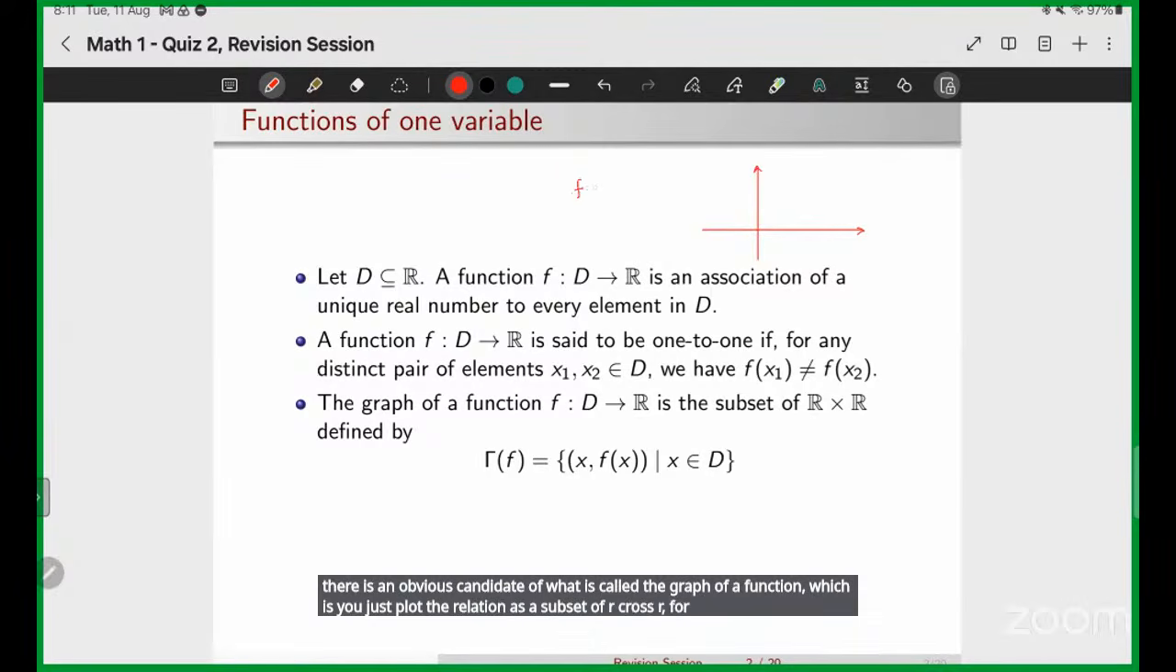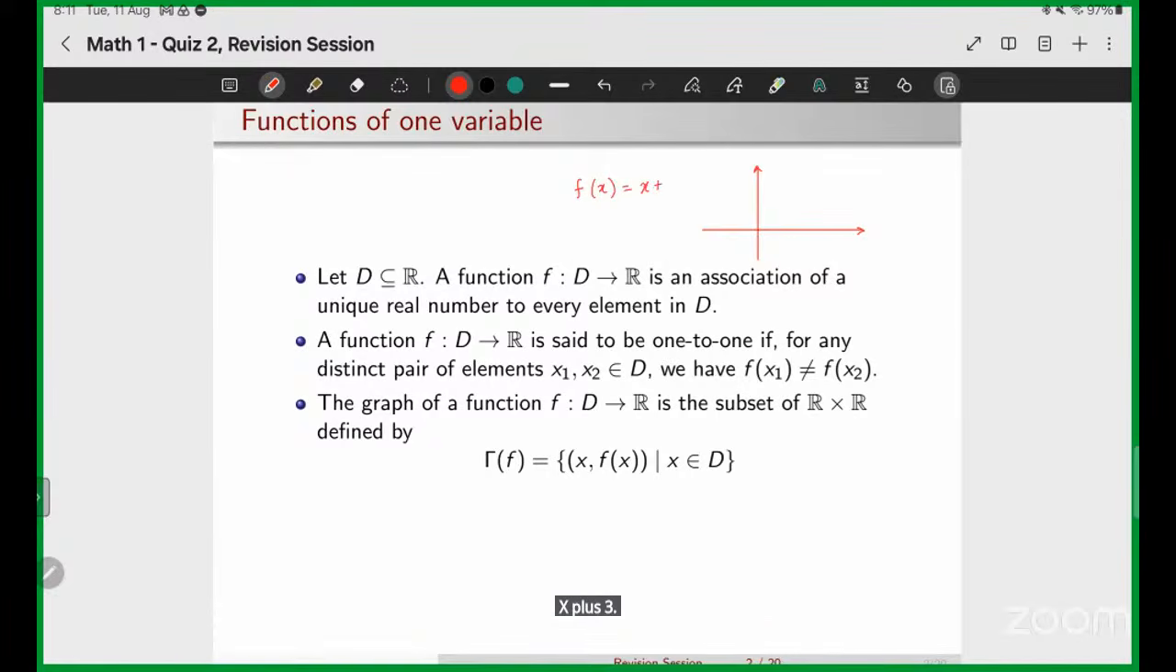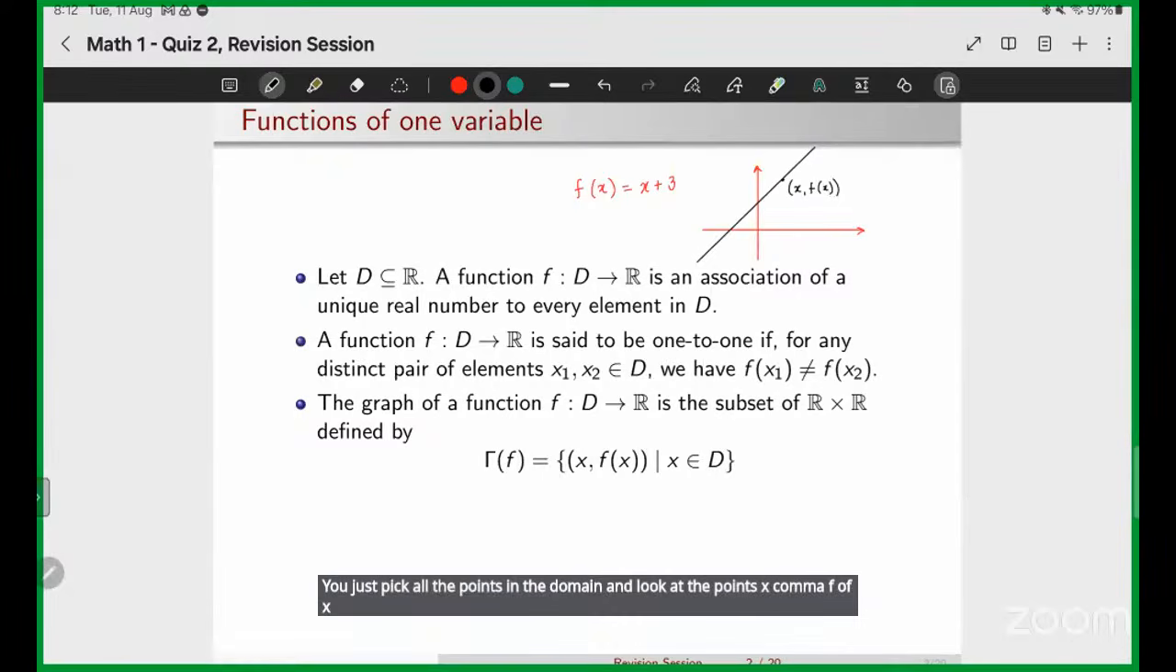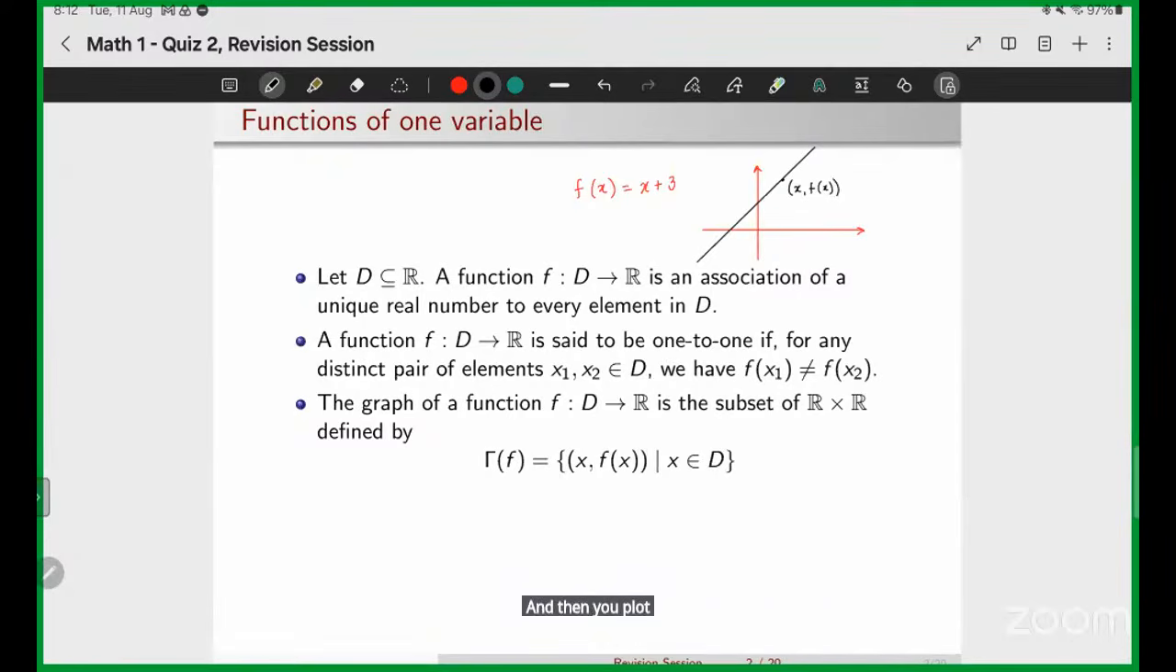For example, if I have f of x is equal to x plus 3, the domain is R, the codomain is R, and this is a straight line, as you know, which passes through (0, 3). Right? So this is the graph of the function. You just pick all the points in the domain and look at the points (x, f of x), and then you plot them on the coordinate plane. What you obtain is called the graph of the function.